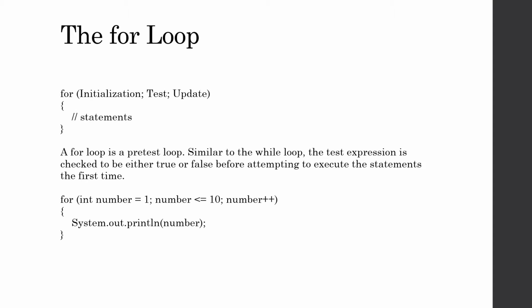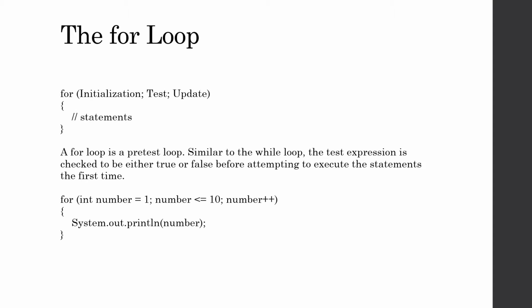Just like a while loop, a for loop is going to be a type of pretest loop. Similar to the while loop, that means that the test expression is going to be checked to be either true or false before we attempt to execute the statements for the very first time. So the general order is this: the first time that our program encounters this for loop, it will see the initialization expression. We'll go ahead and initialize and also, in this case, declare the variable number that we have right here.